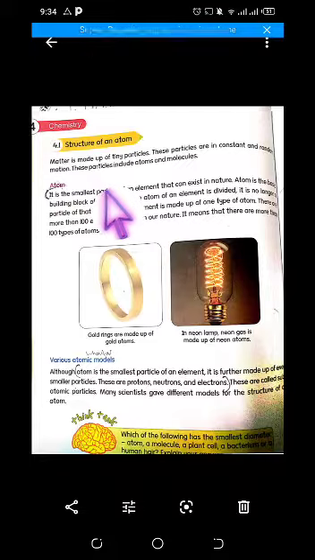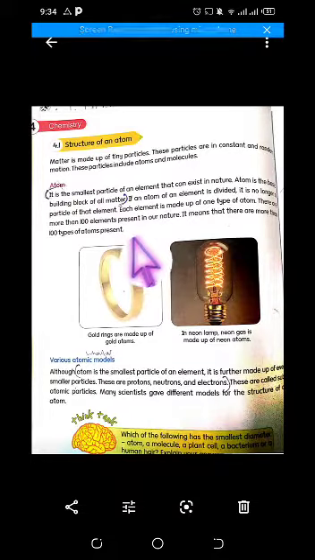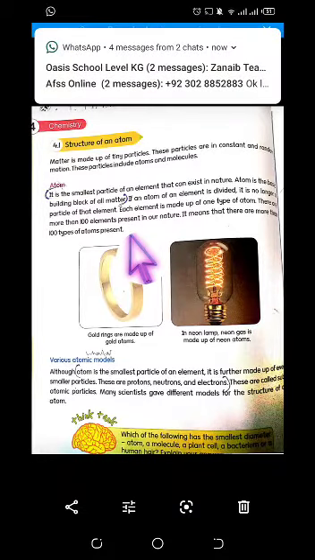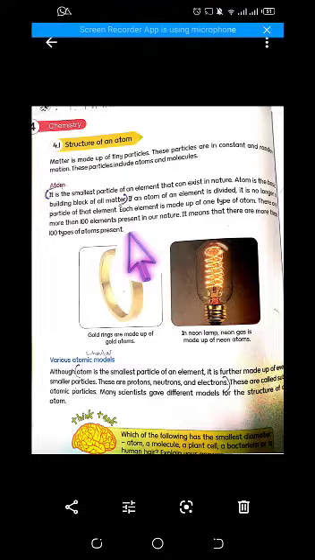First of all, what is atom? As you know, atom is the smallest particle of an element in the nature, and it is the building block of all matter. Now tell me, what is matter? Matter is anything that has space and has weight. Very good. For example, chair is a matter, table is a matter, like this. So atom is the smallest particle of an element.